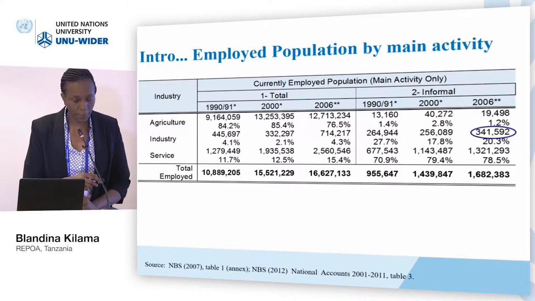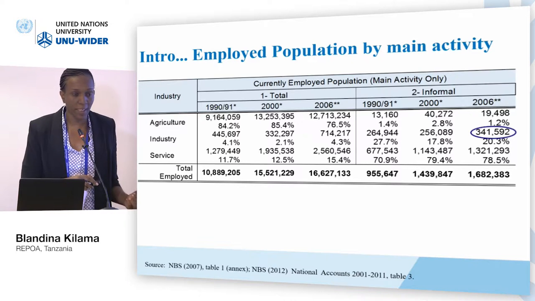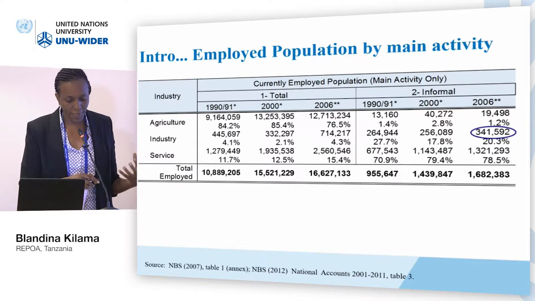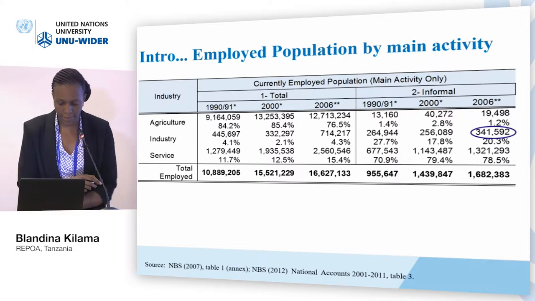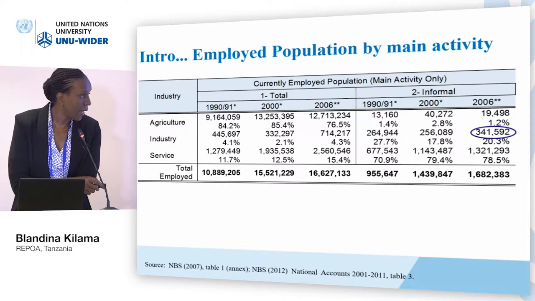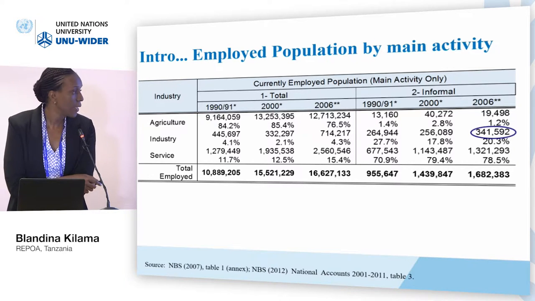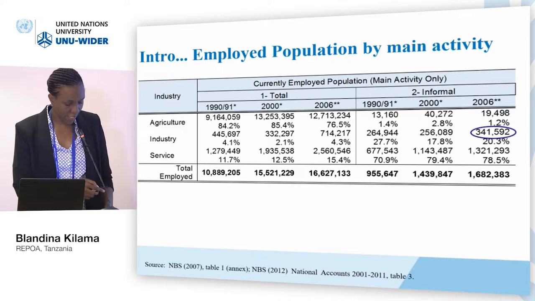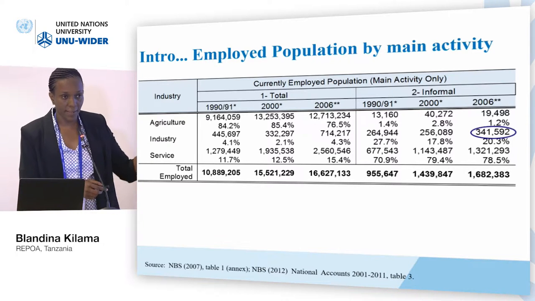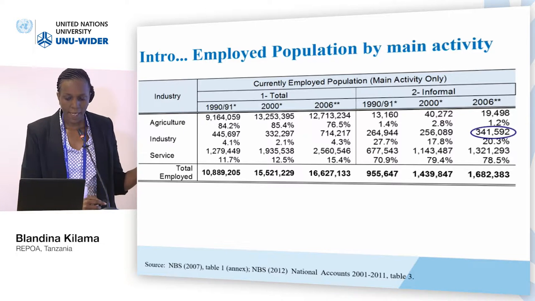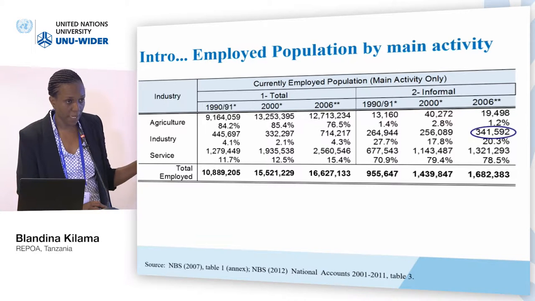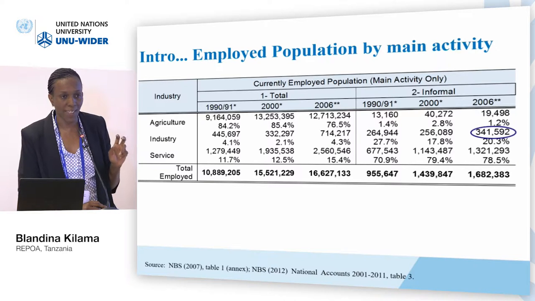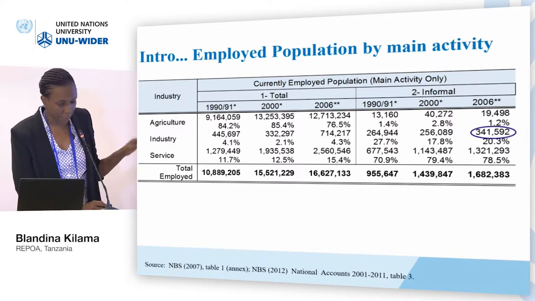In most cases, when we talk about nutrition, it's very important that we not only think about the productivity of the people who are engaged, but also the kids that are going to come about. Now, here I share another slide just to show you the extent. As I said, this is from Tanzania. This is the population that is employed by secondary activity. The first one was by main activity, where I showed most people are engaged in agriculture and very few people are engaged in industry. Here, I break it down a little bit.